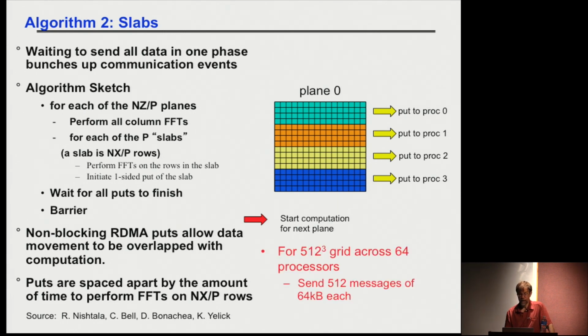And so if I still have that 512 cubed grid across 64 processors, I'm not going to send 64 messages. I'm going to send 512 messages. And they're going to be much smaller, they're going to be 64 kilobytes. So I used to send 64 messages of size 512 kilobytes, and now I swap the sizes: many more messages, much smaller. Their product's the same, right? Because I still have to send the same total amount. So that's the second option.